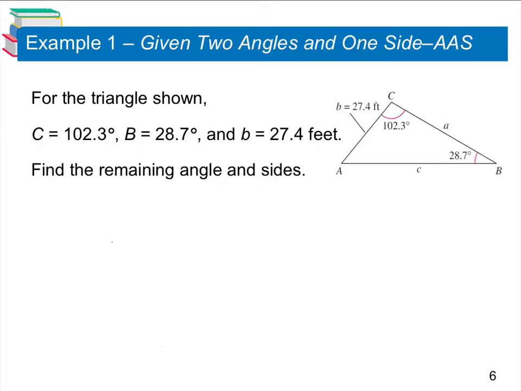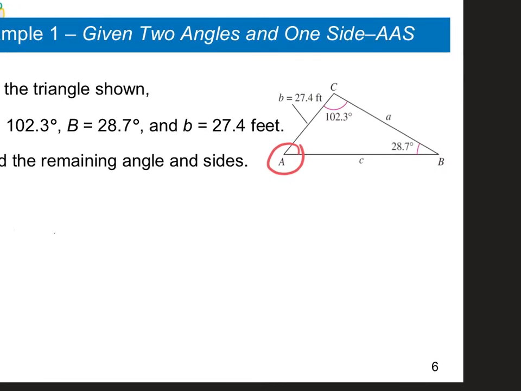All right, so our first example. Here it gives us two angles and one side, and we have to find the missing angle and the other two missing sides. First we want to find the angle. How can we find angle A? What do all three angles in a triangle have to add up to? 180. So we're going to add the other two that we have and subtract those from 180.